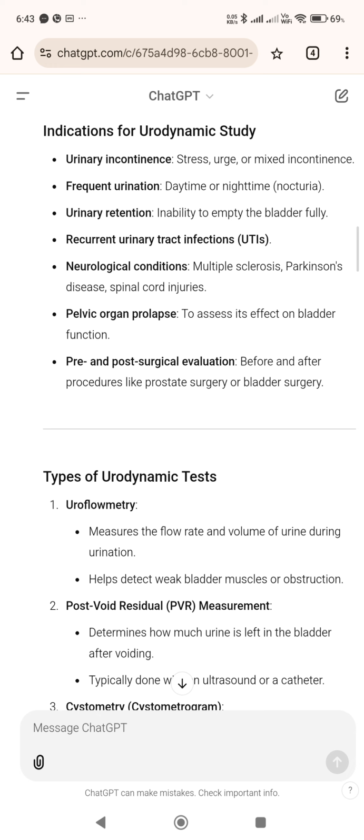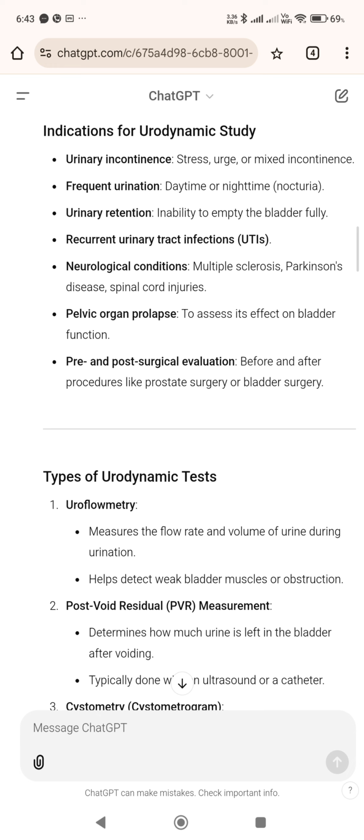pelvic organ prolapse, to assess its effect on bladder function; pre- and post-surgical evaluation, before and after procedures like prostate surgery or bladder surgery. Types of urodynamic tests. 1. Uroflowmetry measures the flow rate and volume of urine during urination, helps detect weak bladder muscles or obstruction. 2. Post-void residual PVR measurement determines how much urine is left in the bladder after voiding, typically done with an ultrasound or a catheter.